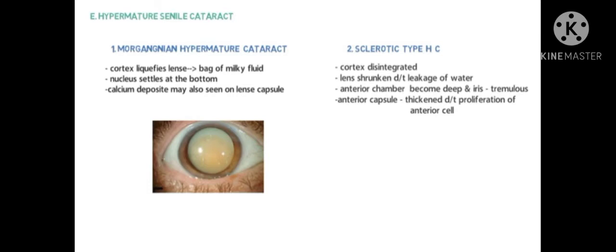type of hypermature cataract. After that, we discuss clinical features, that is the glare, uniocular diplopia or polyopia, colored halos around light, poor color discrimination, black spots in front of eyes, blurred vision, and deterioration of the vision.